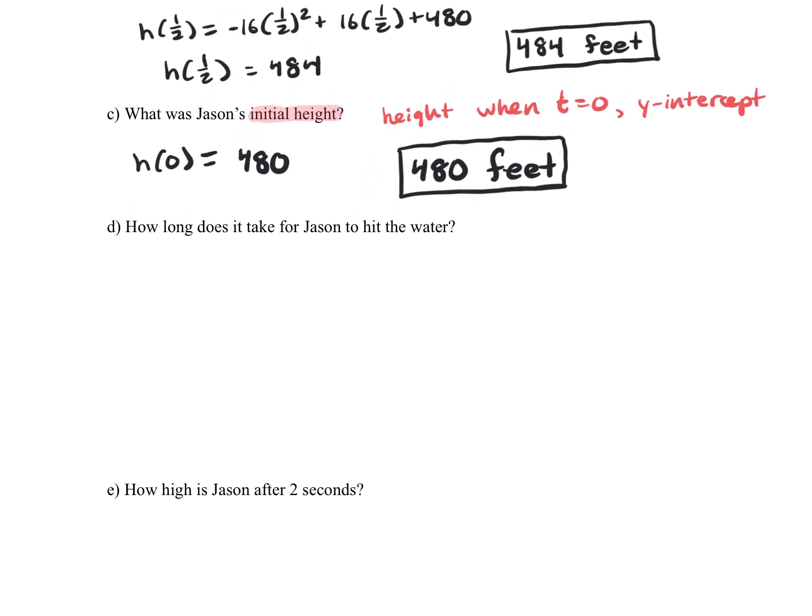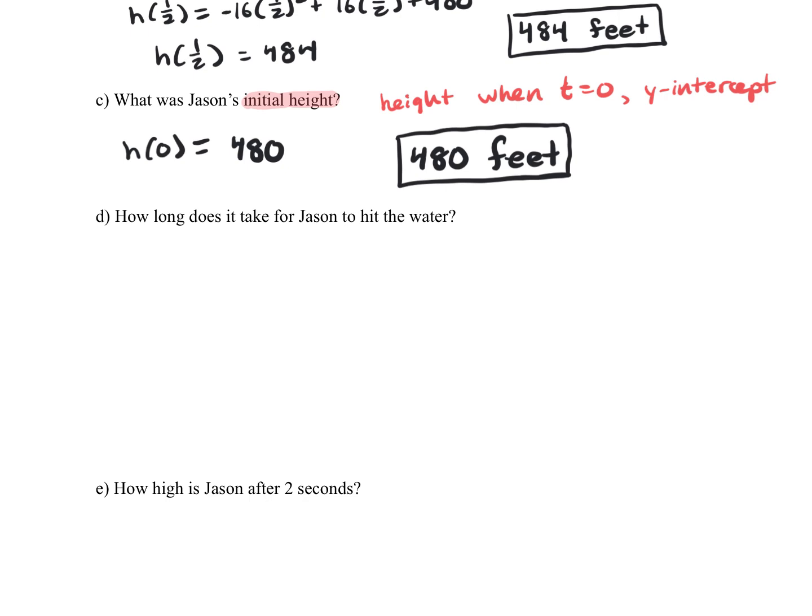So for part D, they're asking us, how long does it take for Jason to hit the water? So they are asking how long, so we do want an x value, but they're asking for Jason to hit the water. If Jason is hitting the water, that means that your y value or your h value is 0. So again, the height is 0 when you hit the water. And if you're finding when y equals 0, they're asking us to find the x-intercept. And if there's more than one, we would look at both.